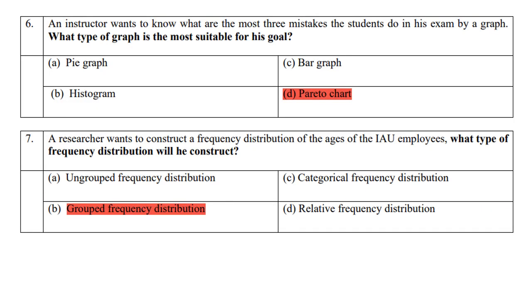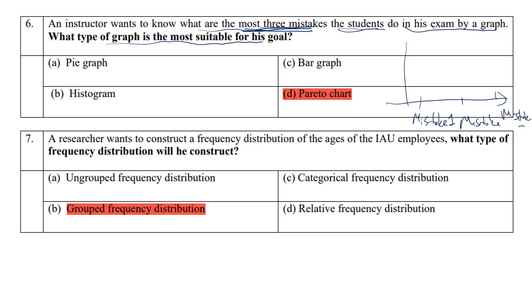An instructor wants to know what are the most three mistakes the students do in the exam by a graph. What type of graph is the most suitable for his goal? So, the most three mistakes the students do in the exam. It means this guy will make a graph, and here we'll write mistake 1 and mistake 2 and mistake 3. So we will write the mistakes here, and we will look at the frequencies here, right?